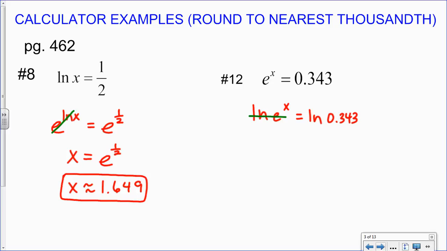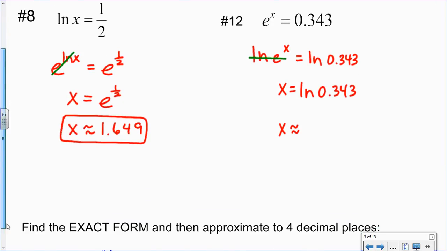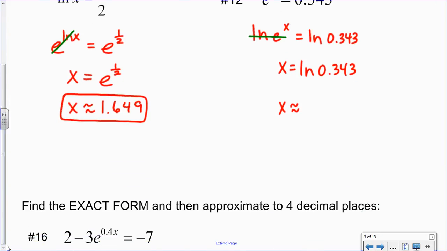My natural log of e cancels, and I'm left with x equals natural log of 0.343. So now I can type that in. It says thousandth, so 3 decimal places. So negative 1.070.